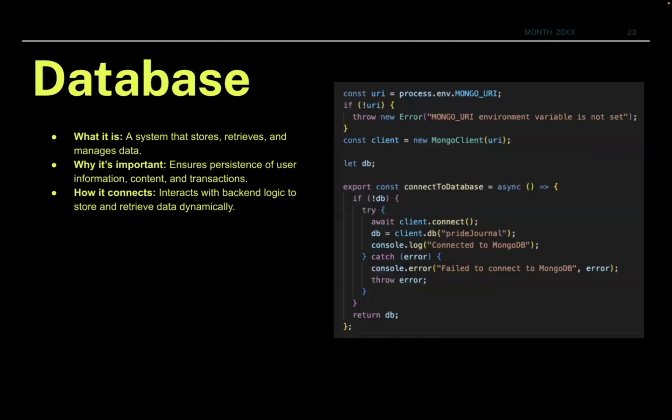And mentioning the database, a database is basically a system that stores, retrieves, and manages data. You can think of it, as I mentioned in the first part, as the storage department of your kitchen, where all the ingredients of your meals come from. So it ensures persistence of user information, content, and transactions. What I'm doing in this code snippet, which is from my DB file, I believe, is basically connecting to my MongoDB database.